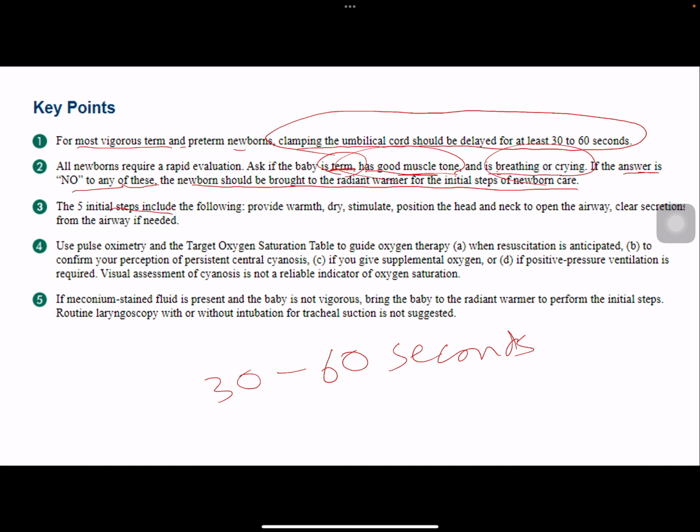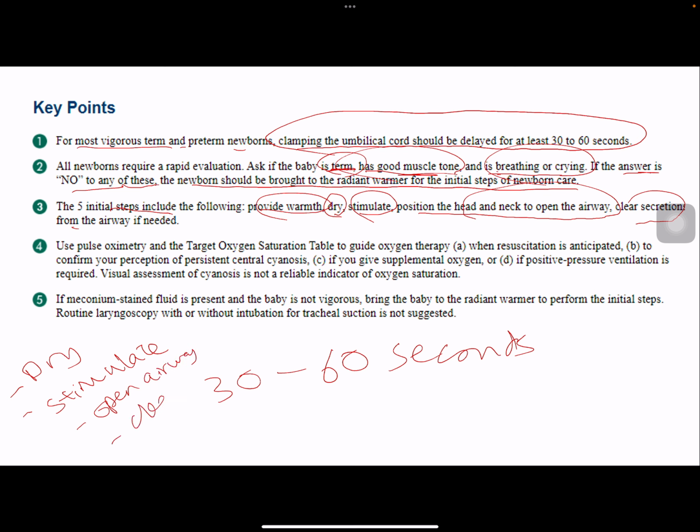So the 5 initial steps include the following: provide warmth, dry, stimulate, position the head and neck to open the airway, and clear the secretions from the airway if needed. So dry, stimulate, position the head to open the airway, clear secretions if needed. I forgot warm first. Warm, dry, stimulate, open airway, clear secretions if needed.